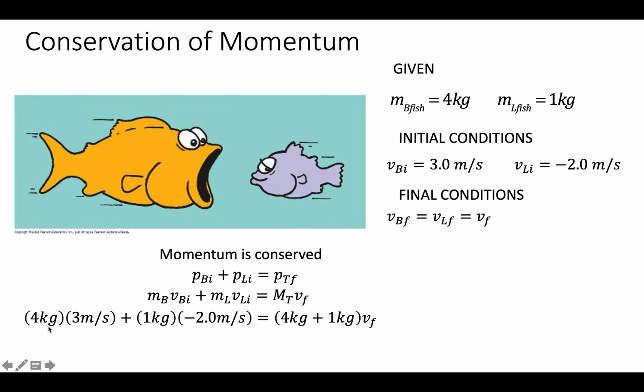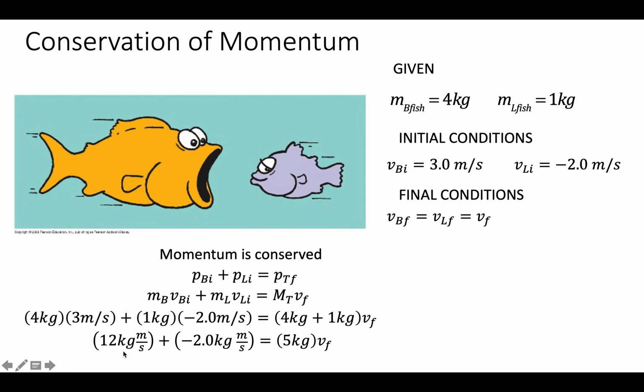So the big fish has a mass of 4. It has an initial velocity of 3. I have to add to it the mass of the little fish times its velocity, which is negative 2 meters per second, and that has to equal the total mass of the system combined, because they are stuck together, times the velocity. So the initial momentum of the big fish is 12 kilogram meters per second. The initial momentum of the little fish is negative 2 kilogram meters per second, and that has to equal the total mass times the velocity.